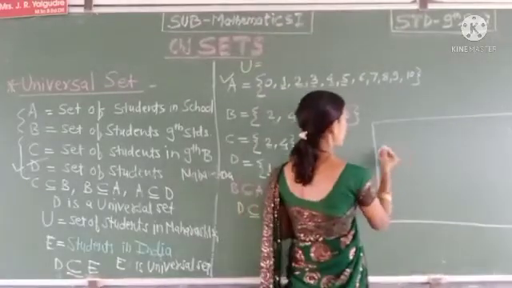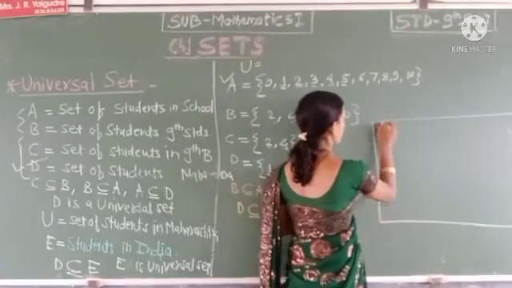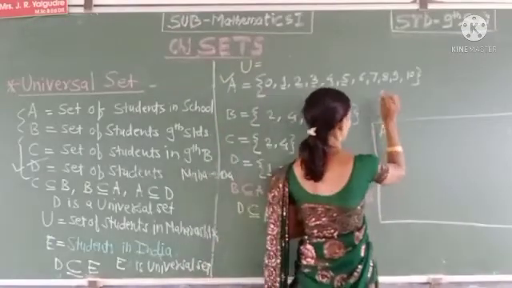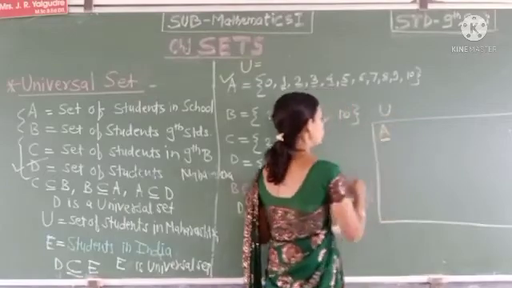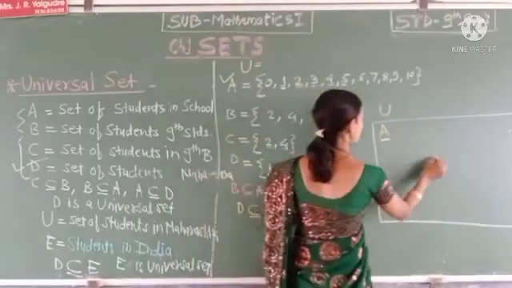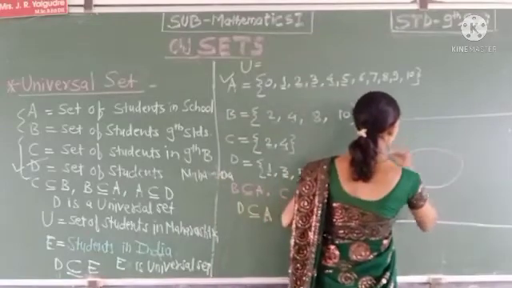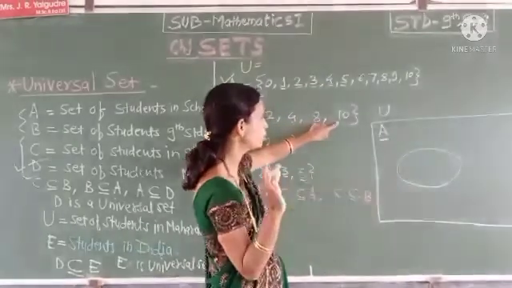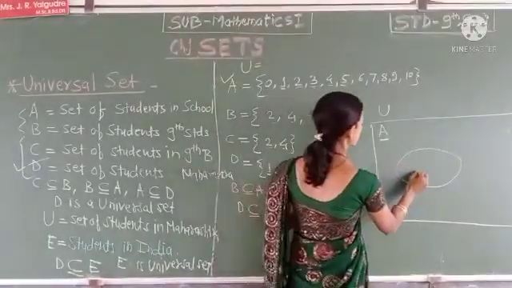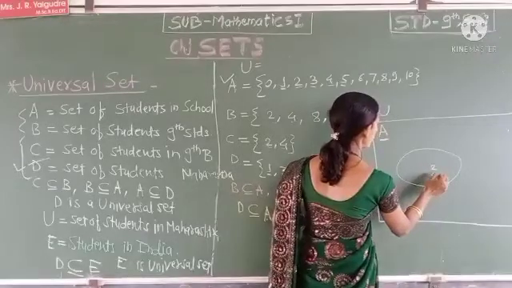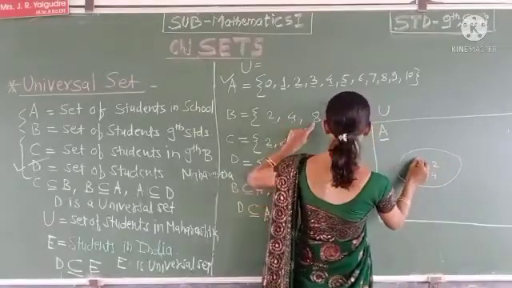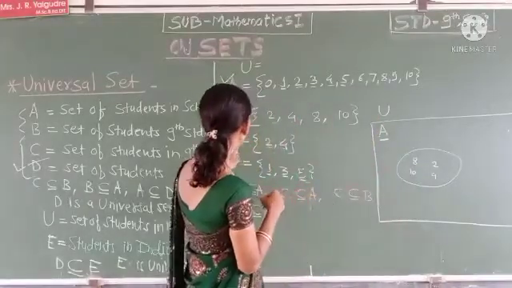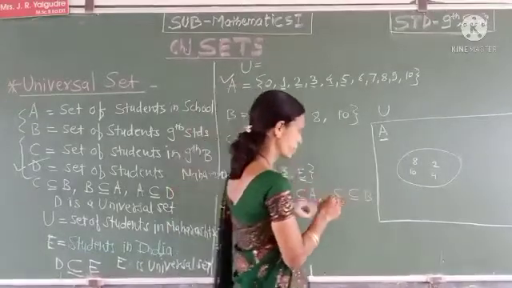Then that rectangle is a set, which is a universal set. B is a subset in which there are four members: 2, 4, 8 and 10. Then see here, C is a set of only 2 and 4.